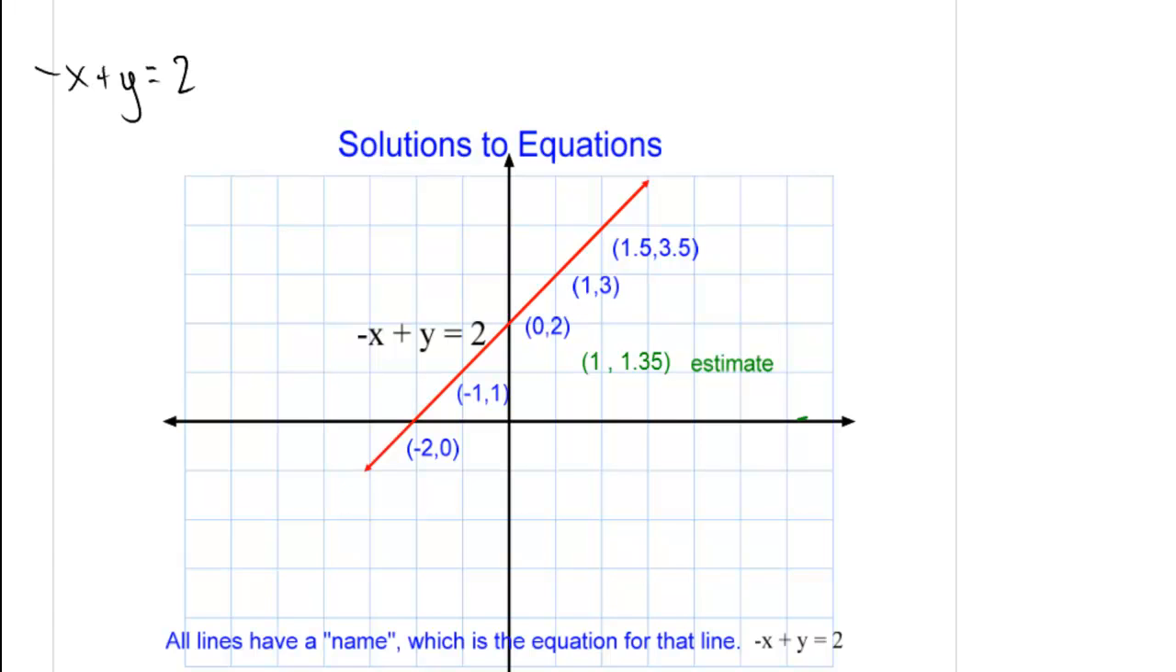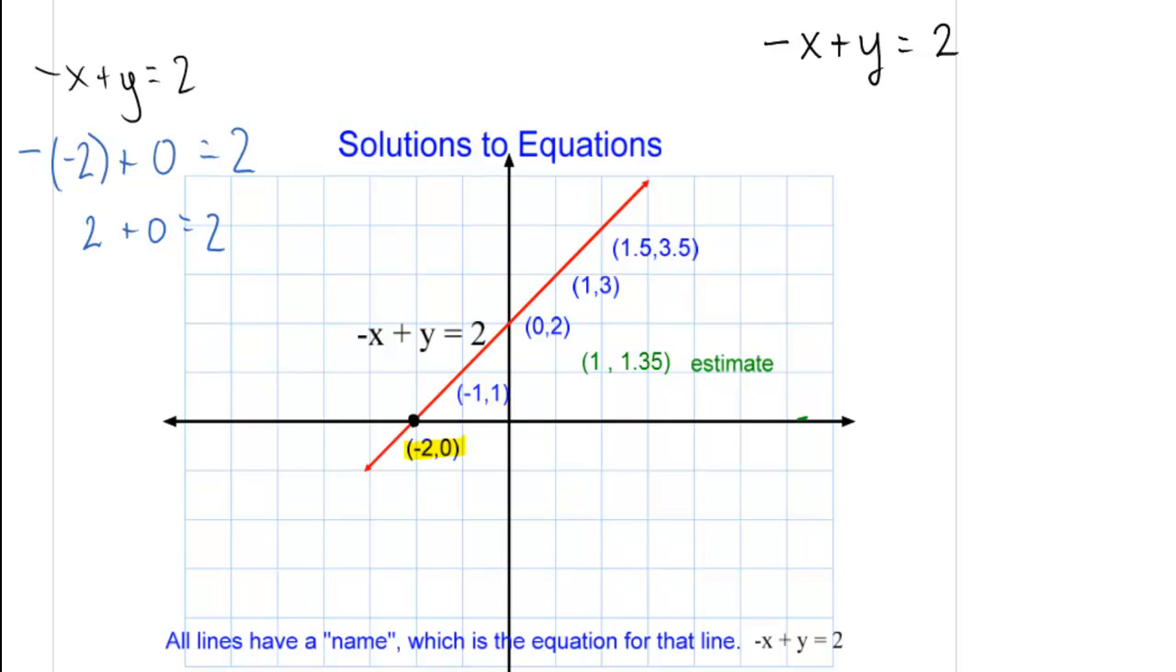The first thing I'm going to do is substitute the ordered pair -2, 0. That's that point right there. So let's substitute -2 in the place of x. That means we'd find the opposite of -2, plus y which is 0, and see if that equals 2. Well, the opposite of -2 is 2, plus 0 does indeed equal 2. So we know that -2, 0 is indeed an ordered pair that is a solution to the equation -x plus y equals 2.